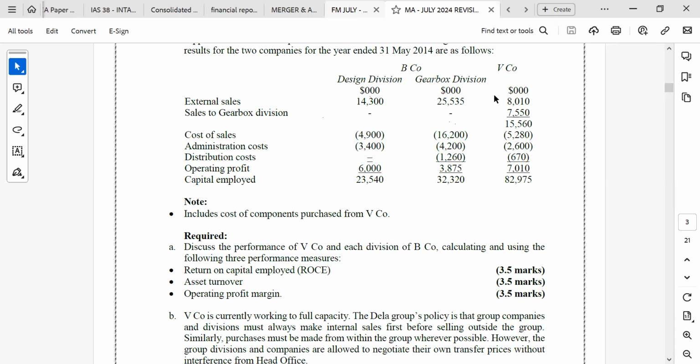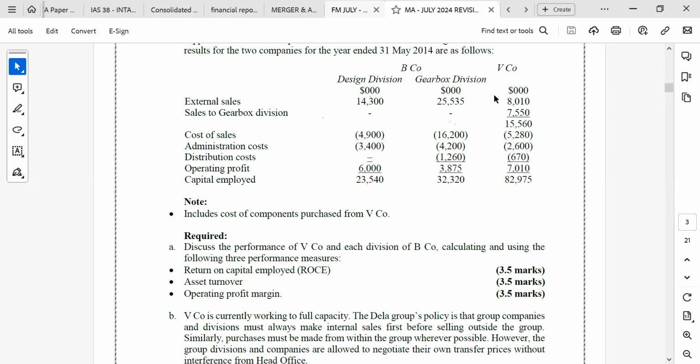The group's policy is that group companies and divisions must always make internal sales first before selling outside the group. Similarly, purchases must be made from within the group wherever possible. However, the group divisions and companies are allowed to negotiate their own transfer prices without interference from head office.